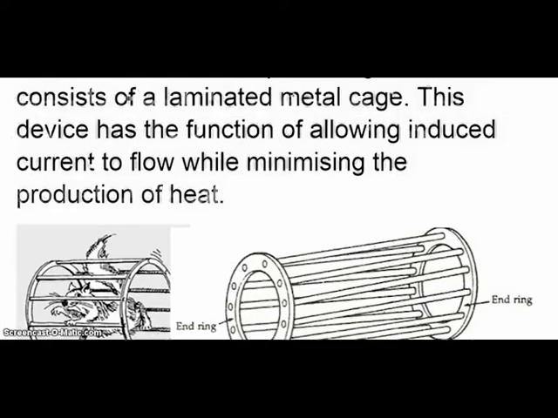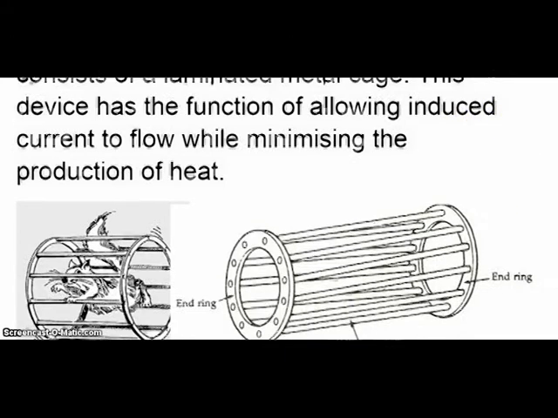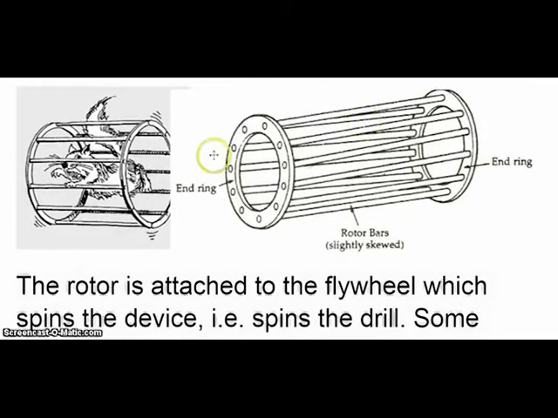Well, okay, let's start with the inside, the rotor. The rotor is called a squirrel cage because it consists of a laminated metal cage. This device has the function of allowing induced current to flow while minimizing the production of heat. Okay, so what we actually want here is a system where a magnetic field will allow a current to be induced in this system so that a current forms and a magnetic field forms around each of these bars.